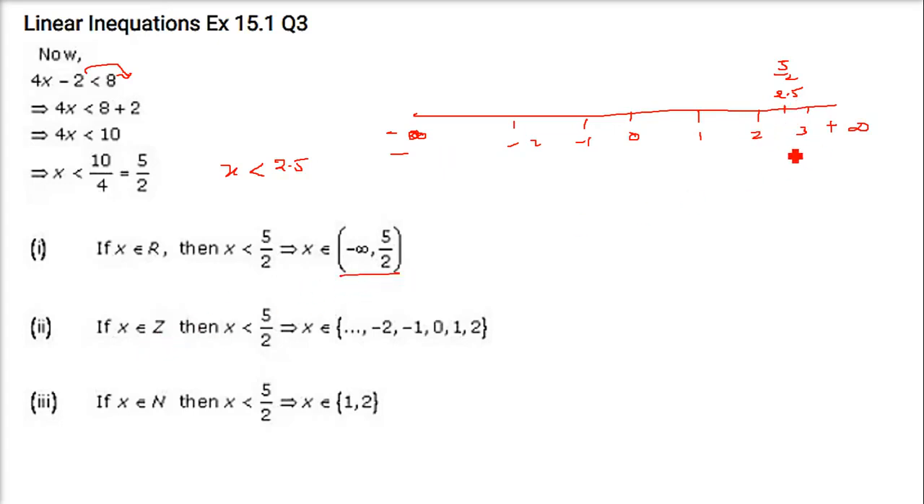Coming to Z, when you go x less than 5 by 2, so when you go this side from 2.5, the first number that comes is 2, then 1. So 2, 1, 0, minus 1, minus 2, then dot dot dot, we go up to infinity. Coming to natural number, when we start from here 2.5, what is the first natural number? 2. What is the second natural number? 1. And after this there is no natural number. So you have the solution as 1, 2 only.